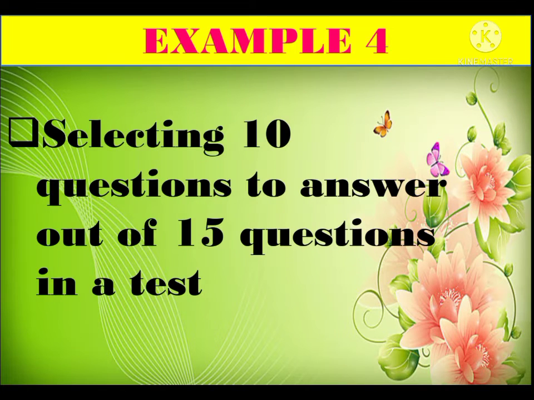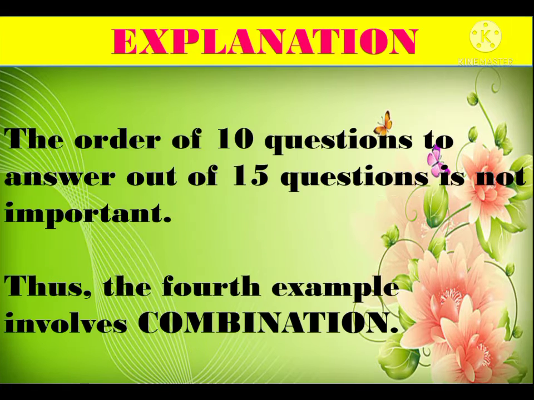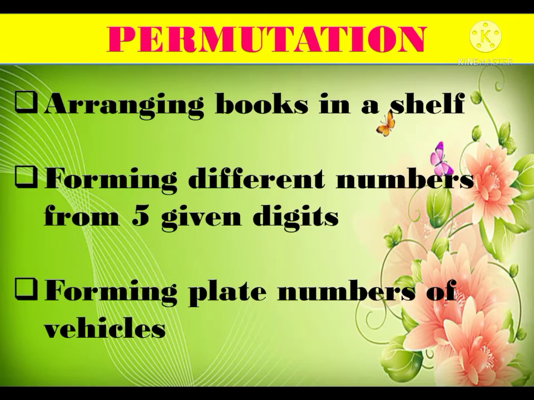Example number 4. Selecting 10 questions to answer out of 15 questions in a test. The order of the 10 questions to answer out of 15 questions is not important. Thus, the fourth example involves combination. And now, I would like to present more examples of permutations and combinations.